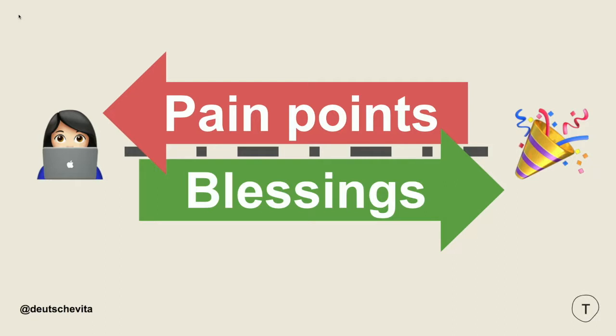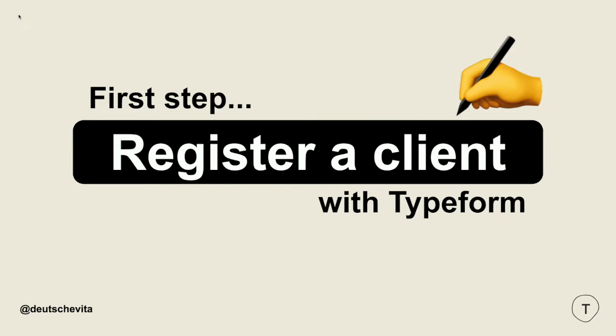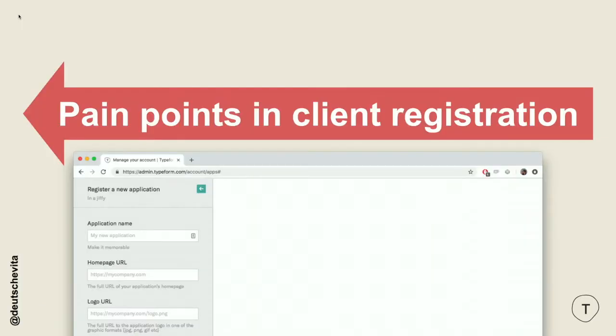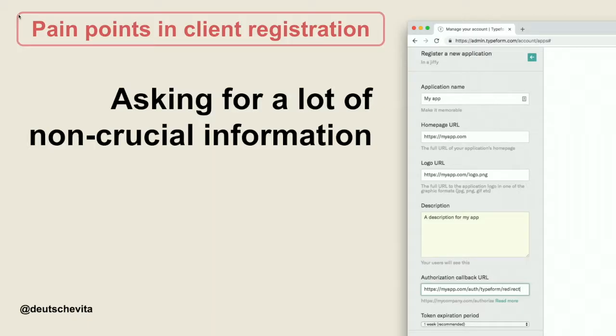Okay, so the first step that I needed to do was register a client in SiPhone's platform. And so I found quite some pain points at this point, and I get to say this because now we have sort of cleaned our act and the page looks way better and it's easier to use. But the first thing that I found is that it was asking me for a lot of non-crucial information, things that I really didn't need to care about at this point.